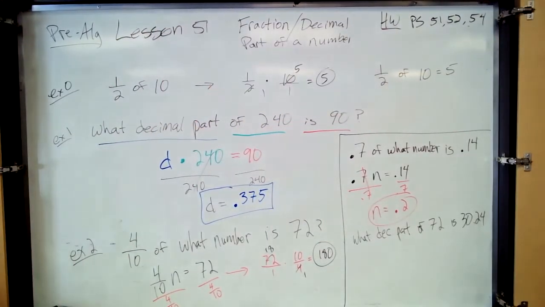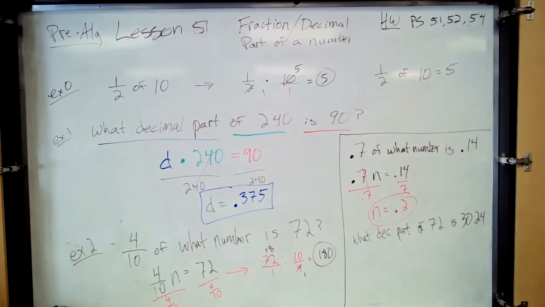What decimal part of 30.24 is 72? So don't try to do the math. Translate and then solve. Don't do any math. 0.42. Good thing I don't have a calculator. 0.42. Yeah. Good job.